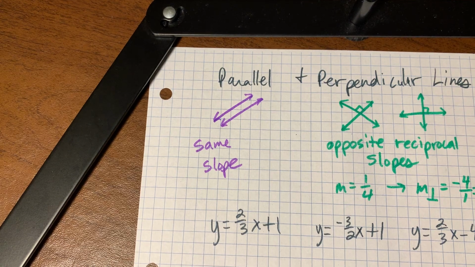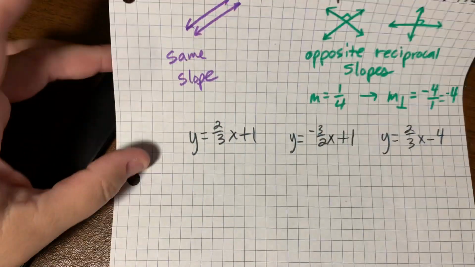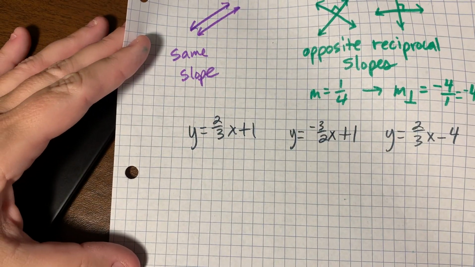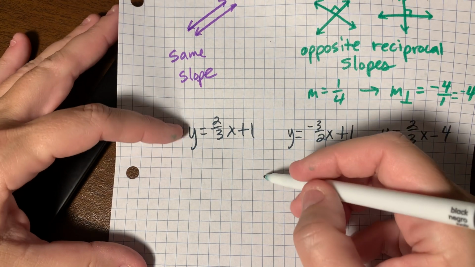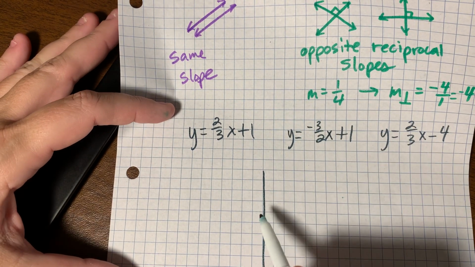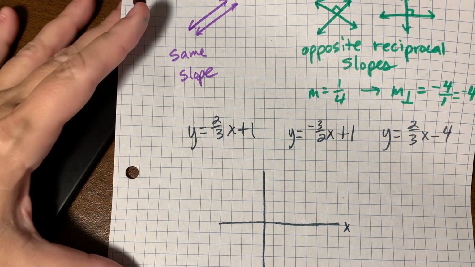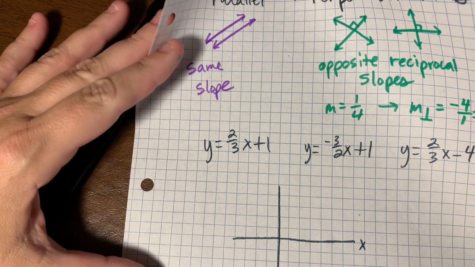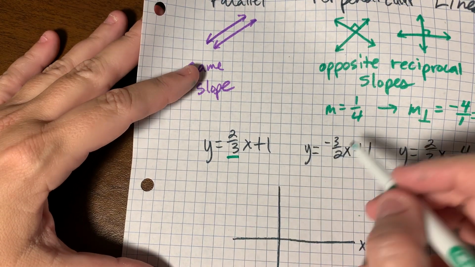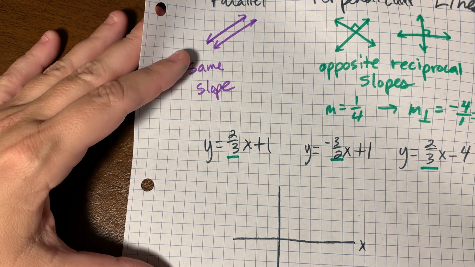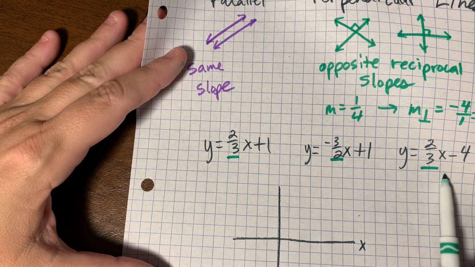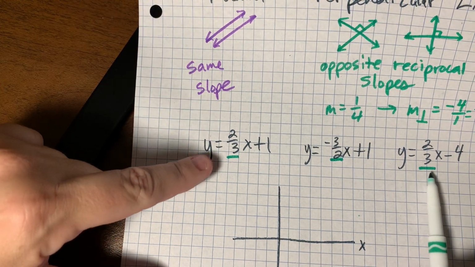Okay, let's look at a couple of these and see if it can make some sense in application. We've got 3 lines here that we're going to go ahead and sketch so that we can see what's going on and decide the type of lines that they are. Now, hopefully, you know that we're looking at slope. We have 2/3 and 2/3. They're the same. These lines are going to be parallel.